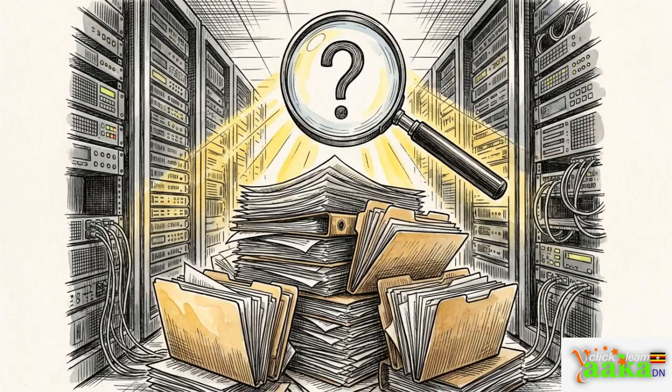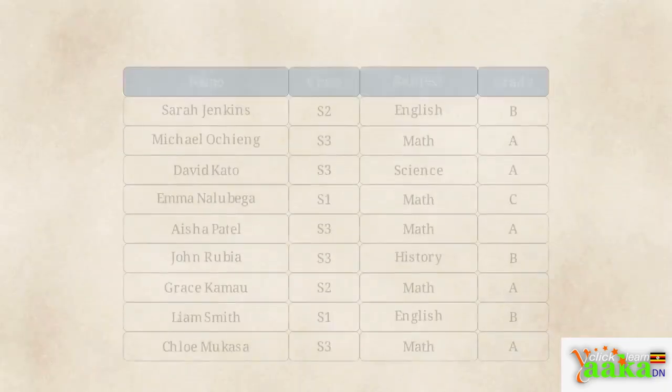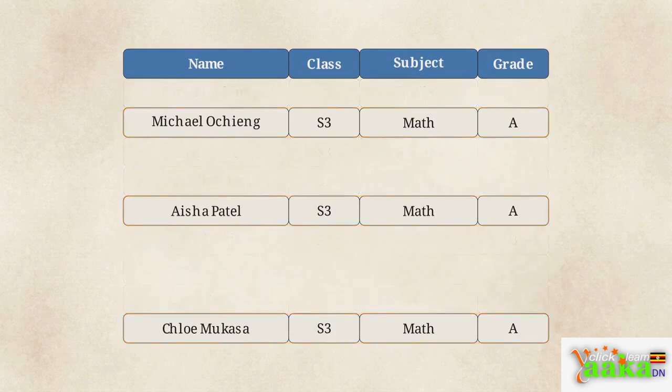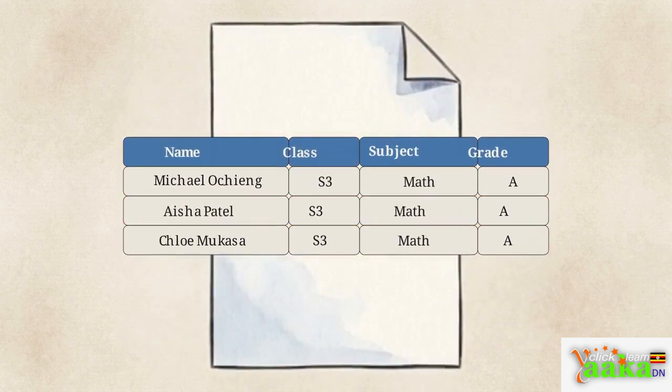When you need to find specific information, you use a query. Think of a query as a question you ask the system. As seen here, the database instantly filters thousands of rows to find exactly what you need, like senior 3 students scoring an A in math.